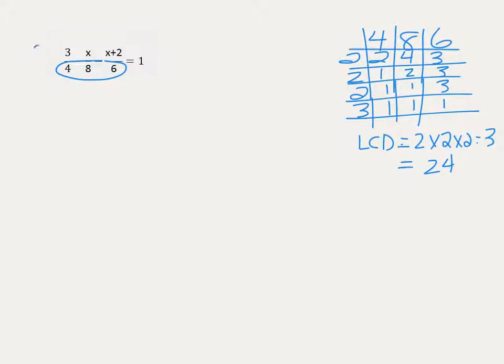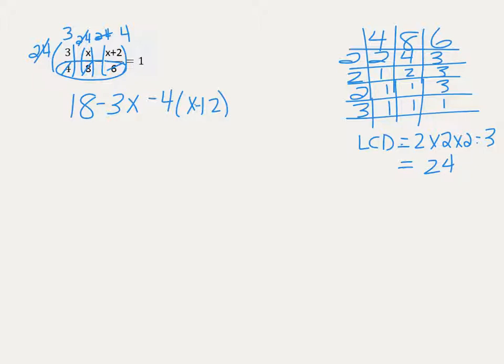Next, we're going to take the 24 and multiply it by every term that's in our equation here. 4 goes into 24 6 times 3, which will give us 18. 8 goes into 24 3 times, multiplied by a negative x will give us negative 3x. 6 goes into 24 4 times, and that will give us a negative 4x plus 2. And then we can't forget to multiply on the other side of the equation by our lowest common denominator, which will also give us 24.